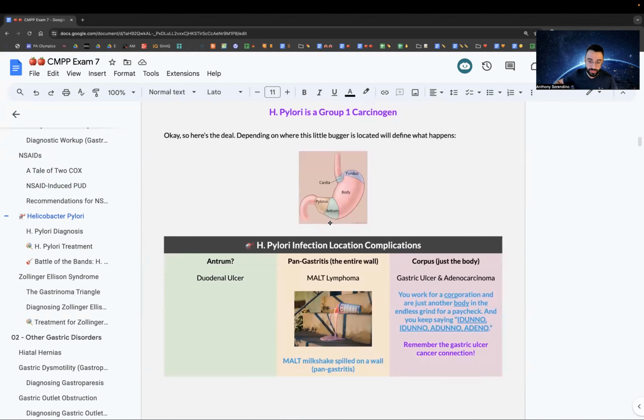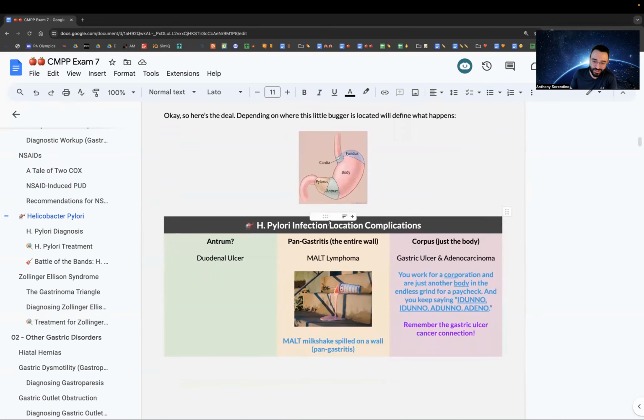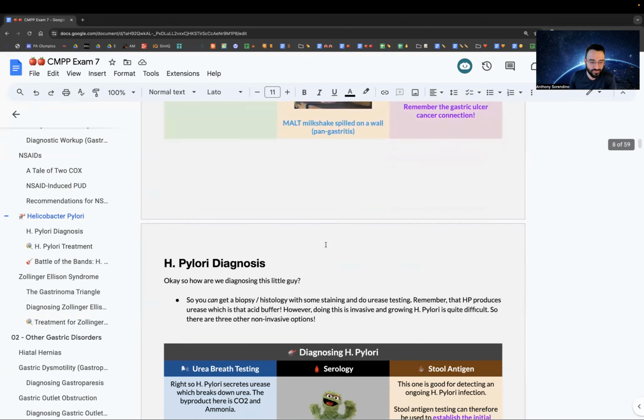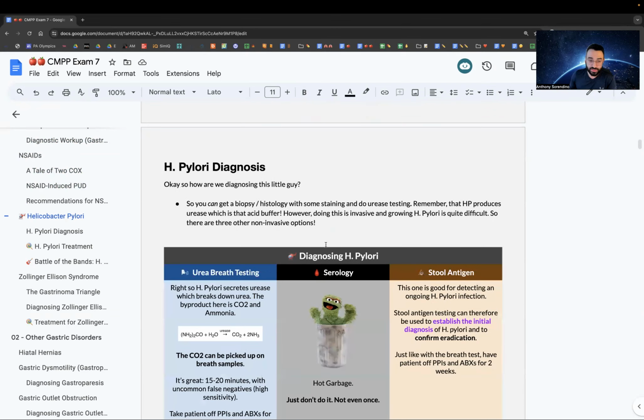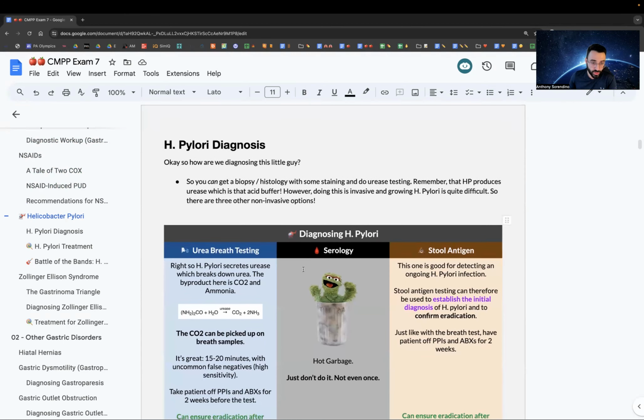If it's found in just the body, just the corpus, you're going to get gastric ulcers, but you're also going to get those adenocarcinomas. So let's see what I wrote here. You work for a corporation, so corpus, and you're just another body, so it's the body of the stomach, in the endless grind for a paycheck, and you just keep saying, I don't know, I don't know, I don't know, adenocarcinoma. So there you go. All right, so how are we going to diagnose H. pylori? So you can get a biopsy.